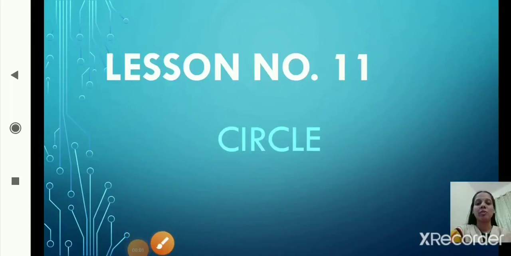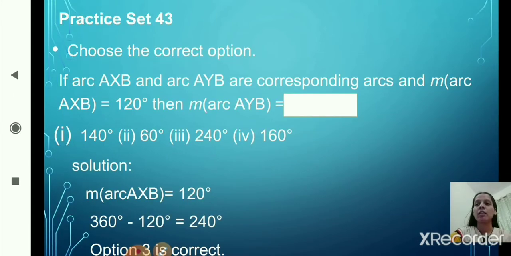Good morning, students. In the previous session we have completed arcs of the circle. In that we have studied how to find out major arc, minor arc and semicircular arc. Now we'll start with the practice set. Practice set 43. Question number 1.